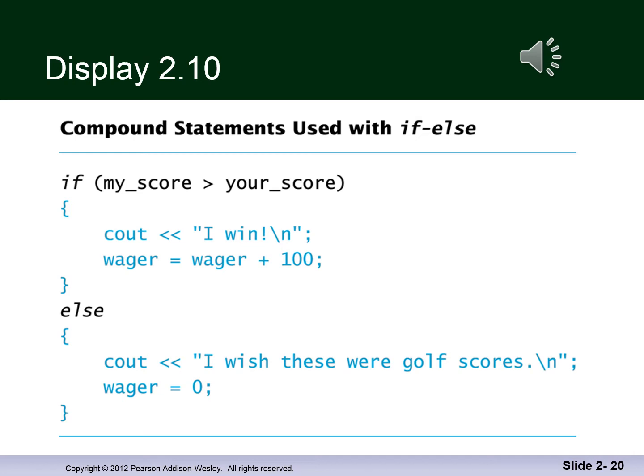If my score is not greater than your score, in other words, the expression is evaluated as false, it skips to the else statements and executes the compound statement, including the cout, and wager goes to 0.